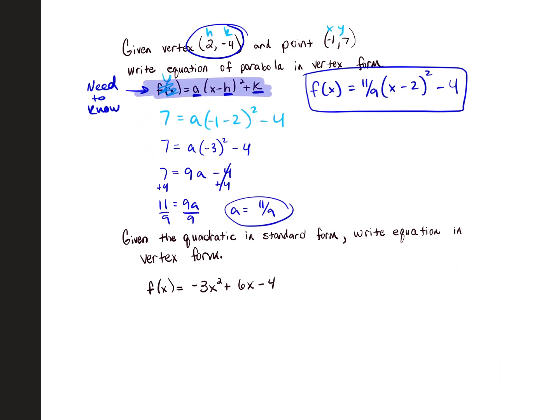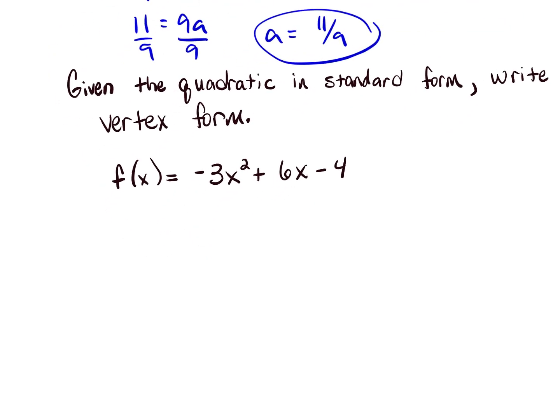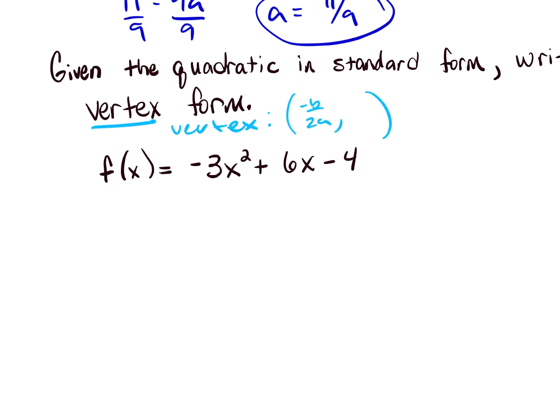All right, let's do the last one. Given the quadratic in standard form, write the equation in vertex form. So when we write it in vertex form, we need to find the vertex. How do I find the vertex? What's the little formula? When it's in standard form, how do I find the vertex? Negative b over 2a. So that helps us find the h, the first number in our vertex.